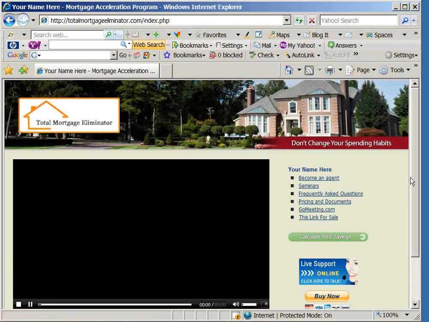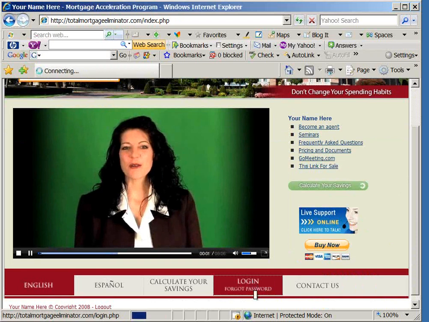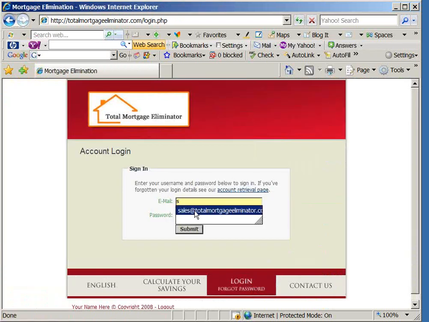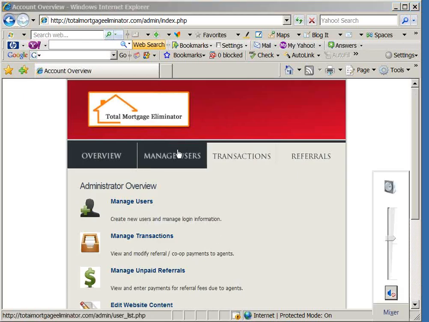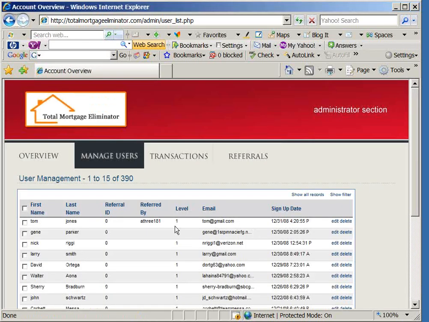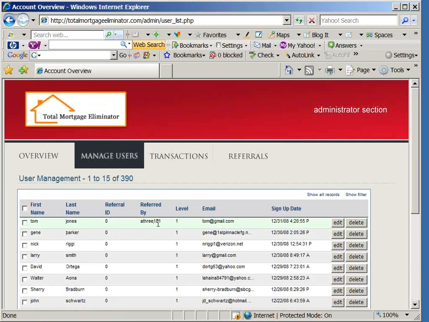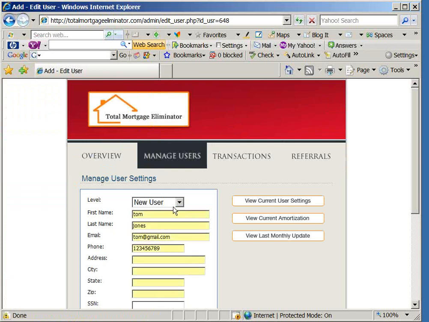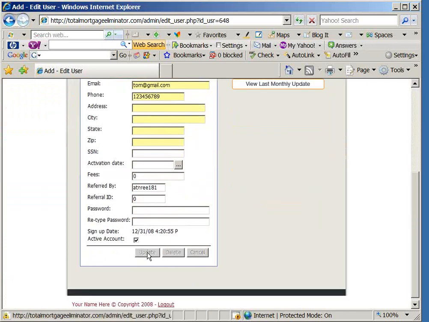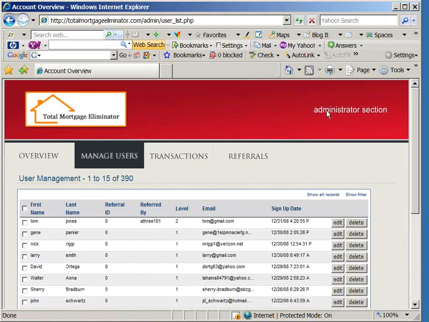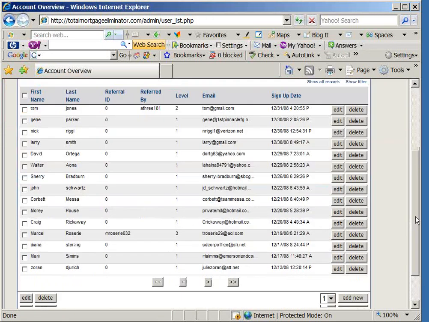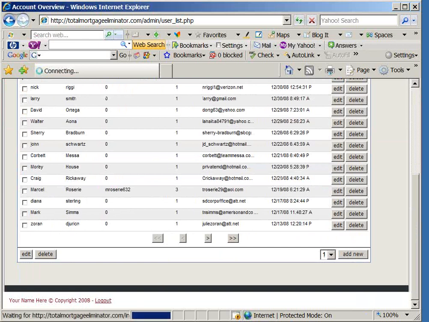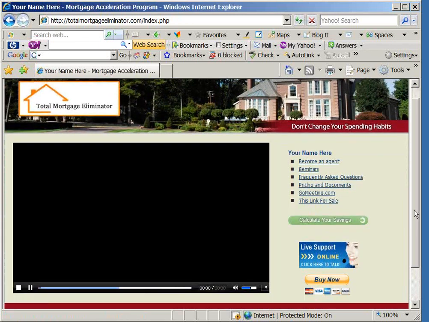Once Tom has paid you the fee, then you'll need to log into the system with your admin rights, and go to Manage Users, and you'll see there's Tom Jones, referred by agent number 3, number 181. We're going to change Tom's status from that of a new user to a paid user, and save that change. I'm now going to log out of the administrator section, and log back in as Tom, who is our customer.